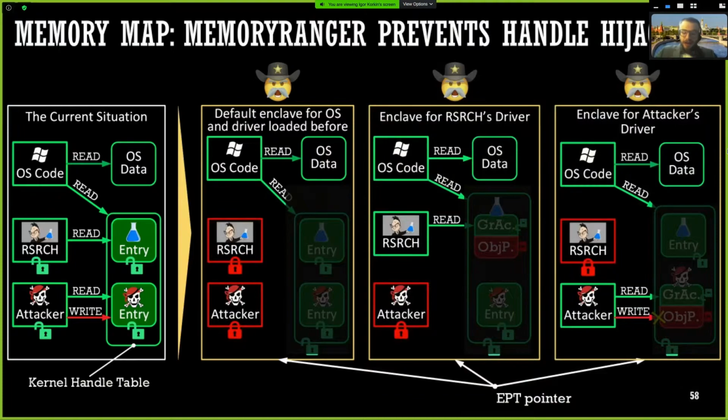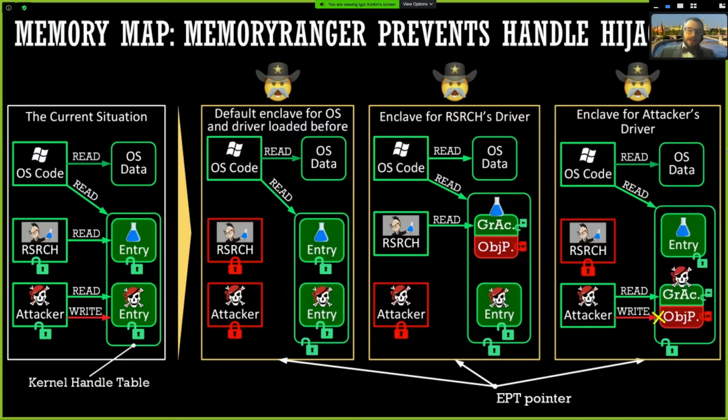To prevent handle hijacking, my MemoryRanger moves two newly loaded drivers into separate enclaves. Next, it hooks the ZwCreateFile routine to locate the created file structures and restricts any illegal access to them. Red lines indicate the illegal access attempts. This scheme helps to prevent the handle hijacking attack by blocking illegal write access attempts.